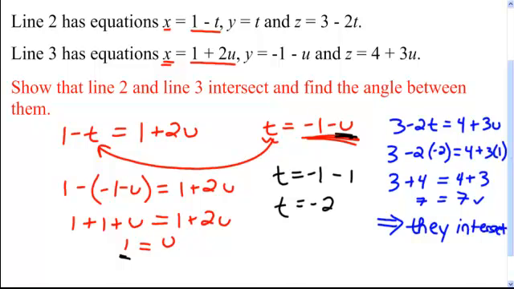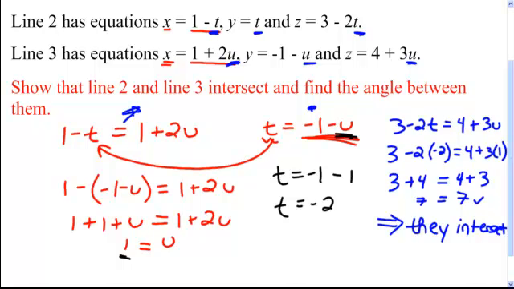You technically should check it back into all of them. I did end up using this equation to find my t value, so I should actually go back into this first one, make sure that it is a true statement, that t is -2 and that u is 1. The other thing that I could do is plug each of my values in, get my x, y, and z. So I can put in my t value of -2, put it in here, here, and here, and then take that u value and plug it in here, here, and here, and those two coordinate points are going to have to be exactly the same. That's going to show that they are intersecting. So they do intersect. So now I can find the angle at which they intersect.